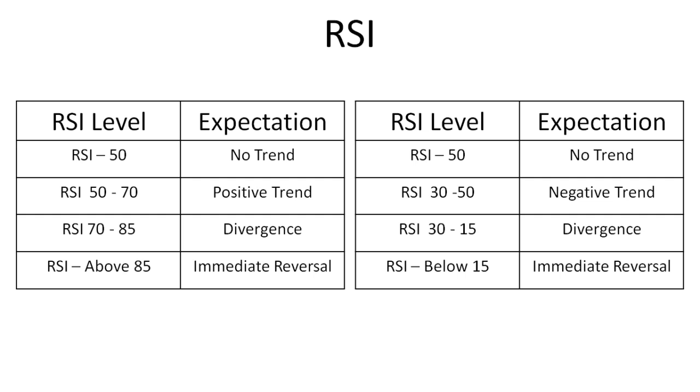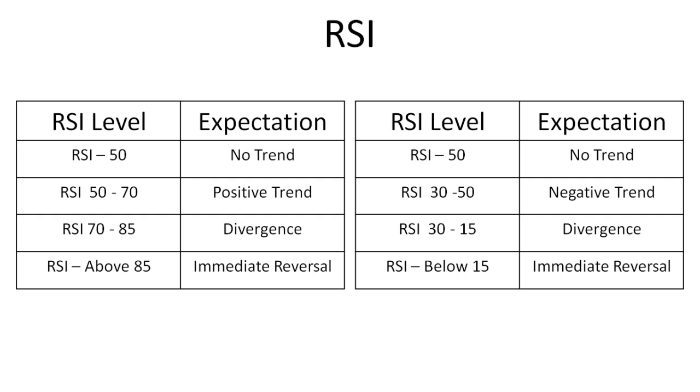If we want to filter the levels, if the RSI is exactly at 50, that means no trend. If the RSI is between 50 to 70, that is positive. If it is 70 to 85, it is a case of divergence, and if it is above 85, that means the price has deviated much more and is now ready to reverse.